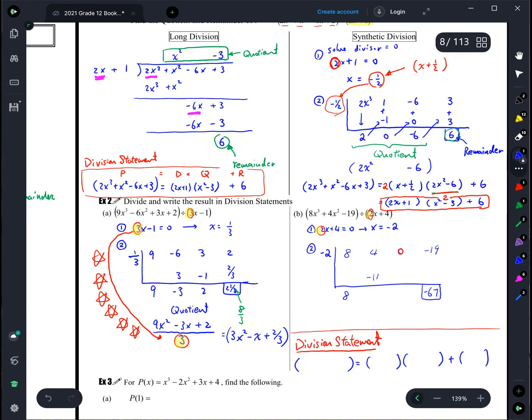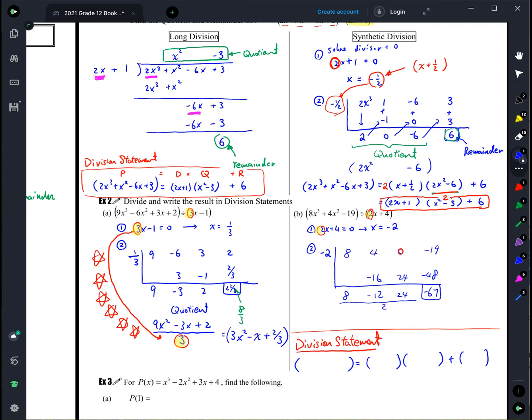So let's quickly go over it. It'll be -16, and then -12, and then 24, and there's a -48. Sorry, you don't multiply, -48 will be there. 24, -48. Okay, -67. And then in the end, we need to divide everything by 2. So our division statement.